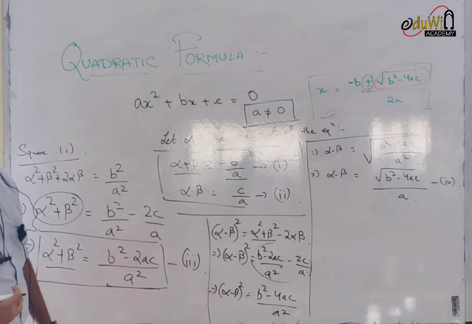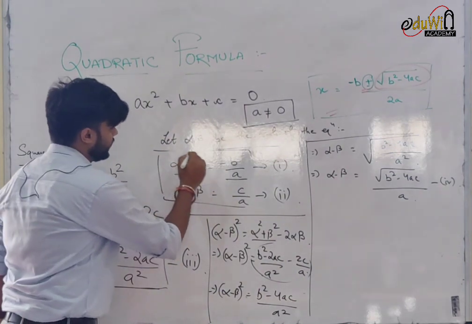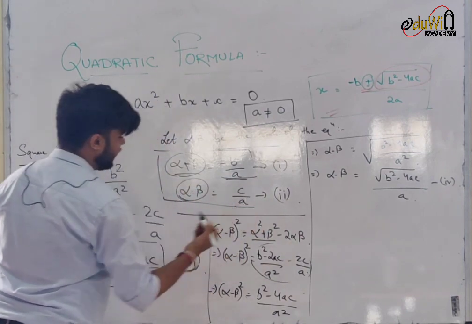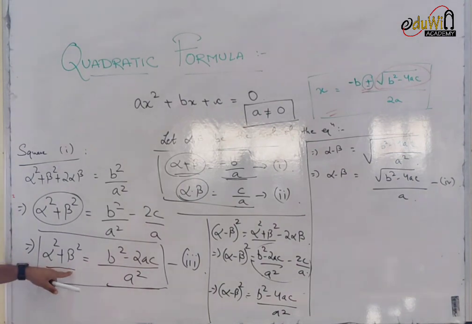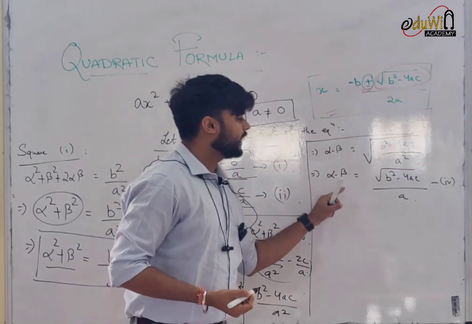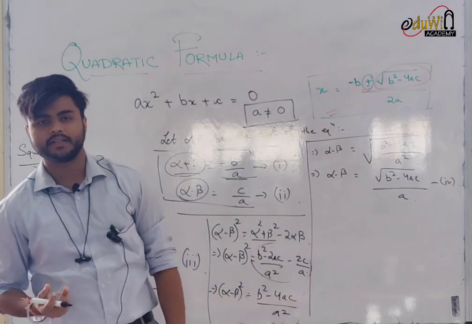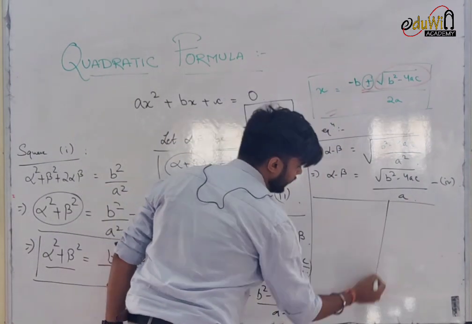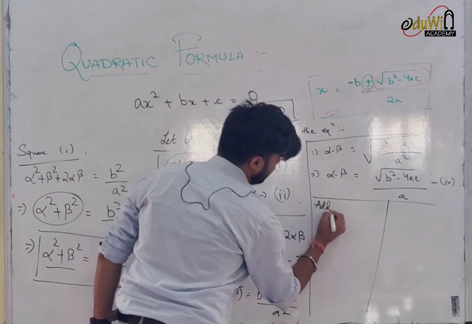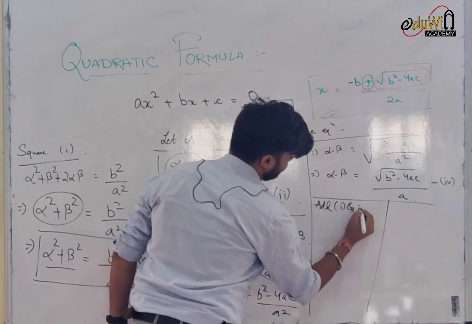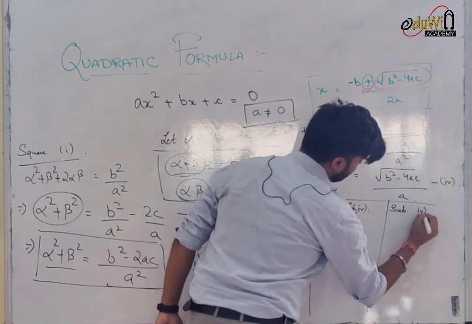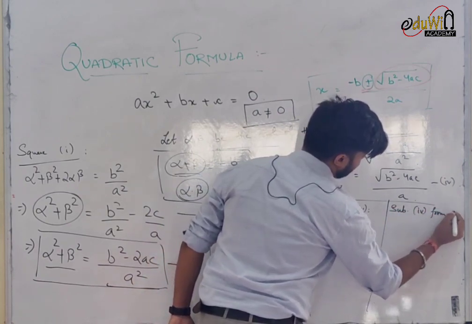So what was equation number 1? Let me recall. Alpha plus beta equals minus b by a. Equation number 2 is alpha dot beta equals c by a. Equation number 3 is alpha square plus beta square equals b square minus 2ac by a square. And equation number 4, alpha minus beta equals root over of b square minus 4ac divided by a. Now what will we do? We will do two things. Add 1 and 4. Second one is subtract 4 from 1.